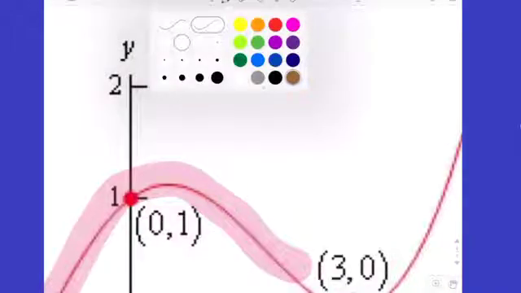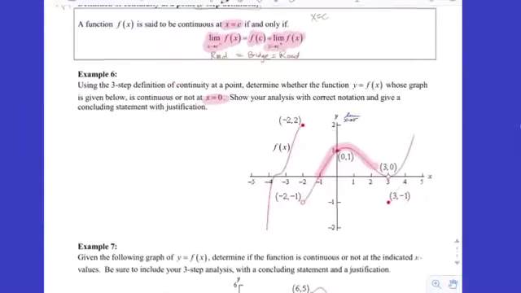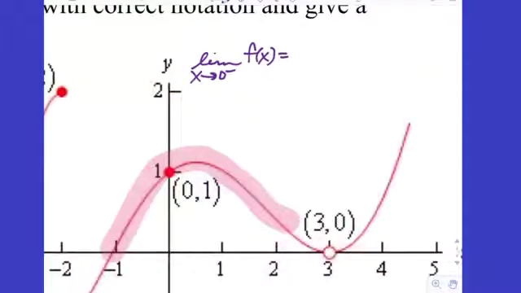So here we go. We're going to say the limit as x approaches 0 from the left of, what's the function's name? f of x is what? What's the limit from the left of 0?